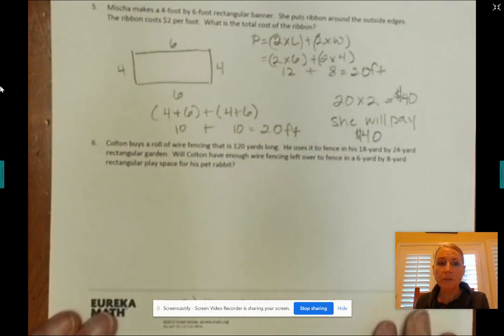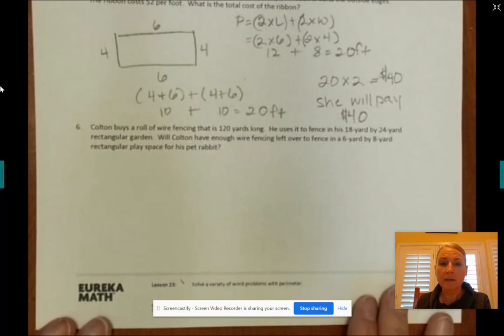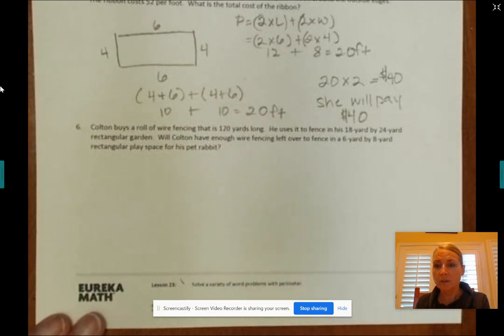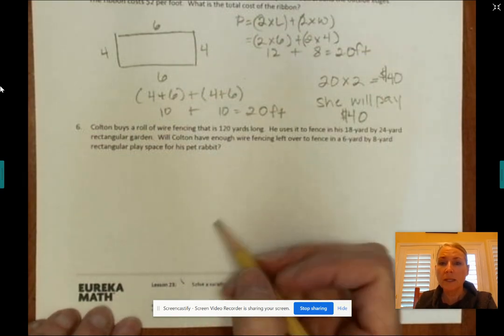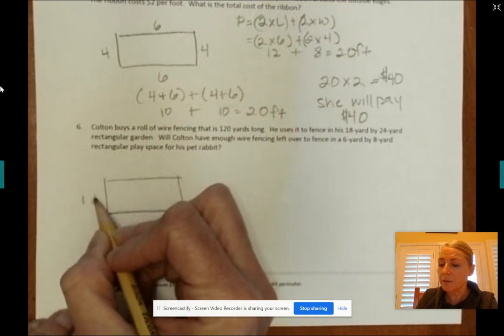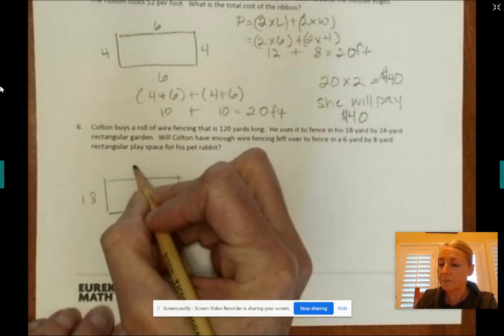Finally, Colton buys a roll of wire fencing that is 120 yards long. That sounds like a title to me. He uses it to fence in his 18-yard by 24-yard rectangular garden. Will he have enough wire fencing left over to fence in a 6 by 8 yard? So he has a yard that's 18 by 24. Okay, so here's our 18 by 24 yard.